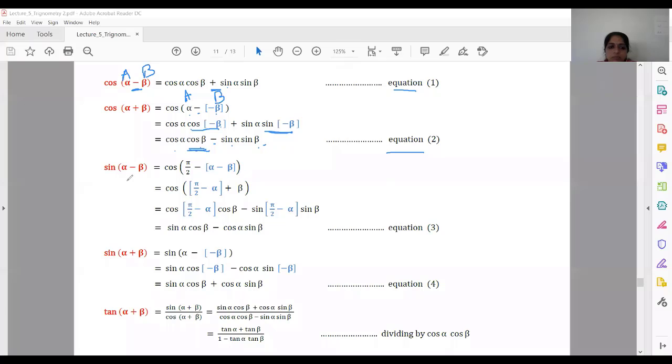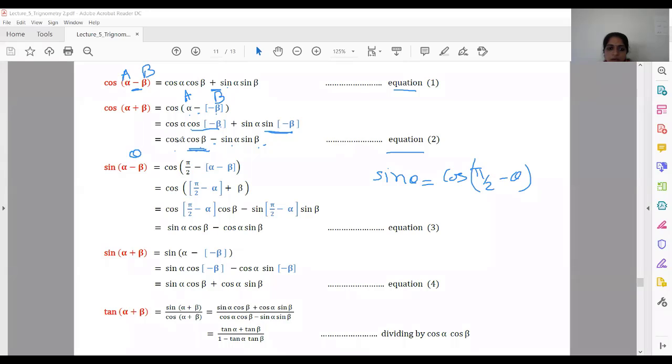The next, sin alpha minus beta. We represent this sine in the form of cos, that is cos pi by 2 minus alpha minus beta. Dear students, this we take as theta. This is sin theta. So sin theta is equal to cos pi by 2 minus theta.